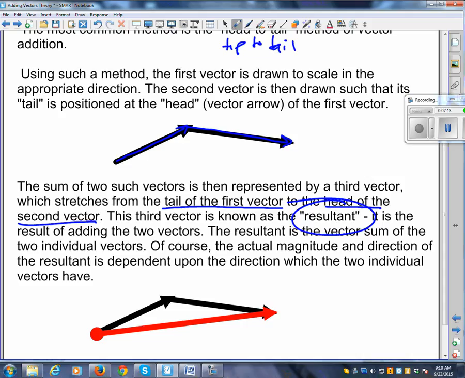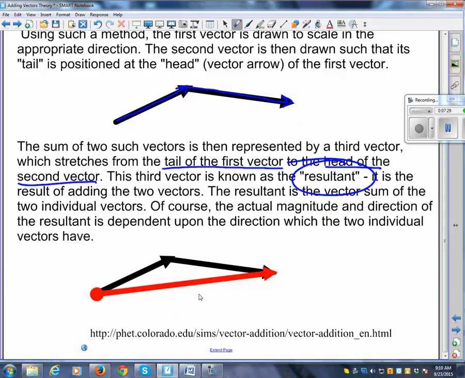Okay, so when the question says find the resultant, it means add the vectors and tell me what the answer is. The resultant is the vector sum of the two individual vectors. Of course, the actual magnitude and direction of the resultant is dependent upon the direction which the two individual vectors have. So this red one right here is called the resultant.